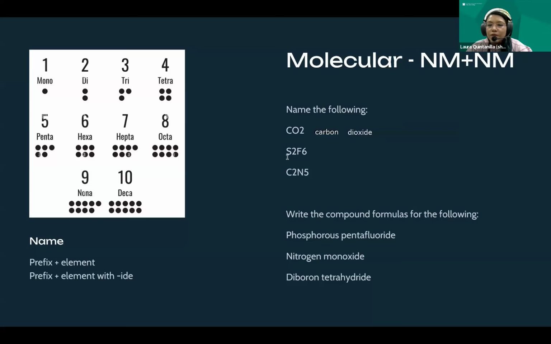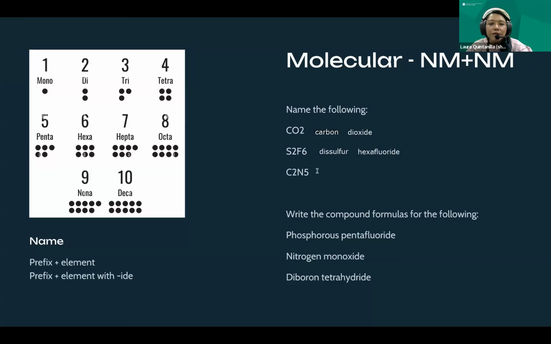The second one, we have a sulfur and a fluorine. The fluorine is going to turn to fluoride, and then we're just going to pop the prefixes in the front. Since there's 2 sulfurs, that's di, so it's disulfur. Oops, I misspelled it. For the second one, we look for 6. So 6 is hexa, and that's going to become hexafluoride. So you'll have disulfur hexafluoride.